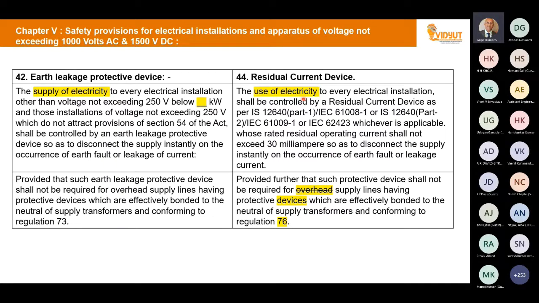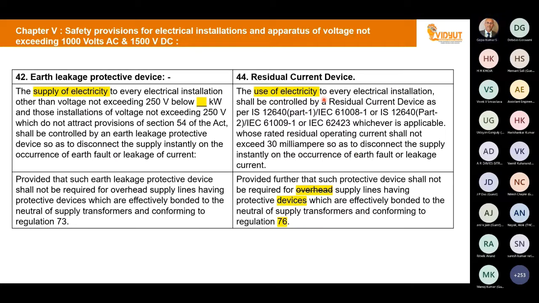Now, the use of electricity. That means whenever you start using electricity, at the point of commencement of supply, every electrical installation shall be controlled by an RCD whose rated residual operating current shall not exceed 30 milliamps, so as to disconnect the supply instantly on occurrence. So basically, at the point of commencement of supply, every installation shall have a 30 milliampere RCD.